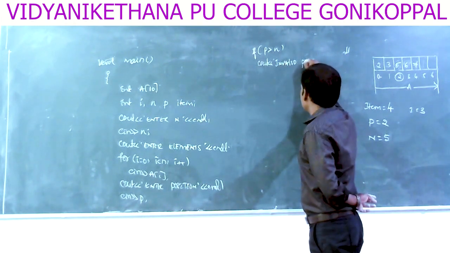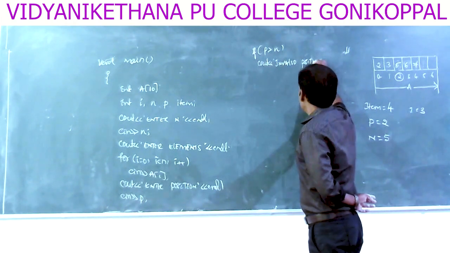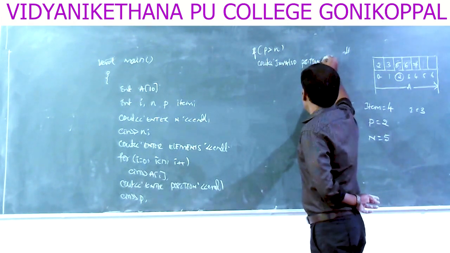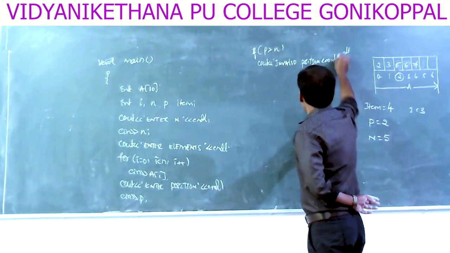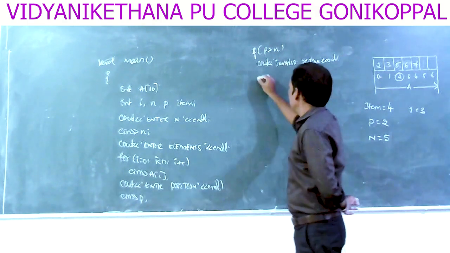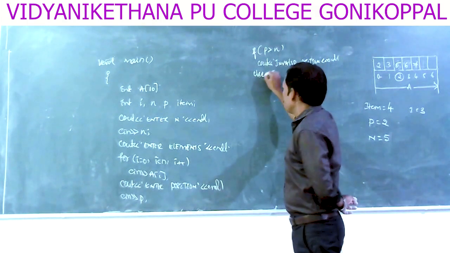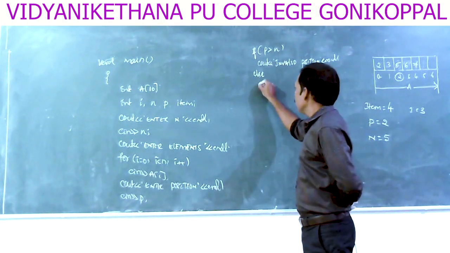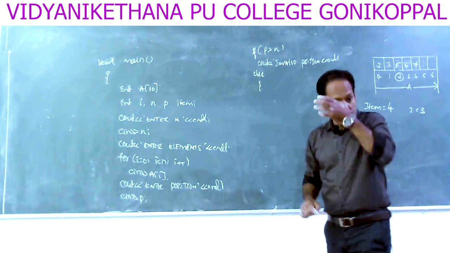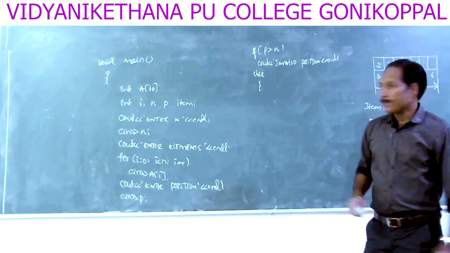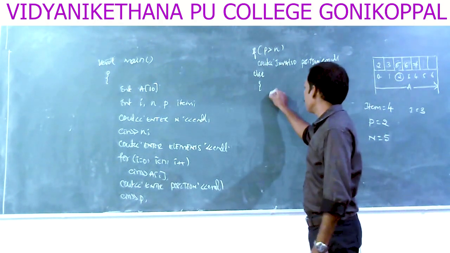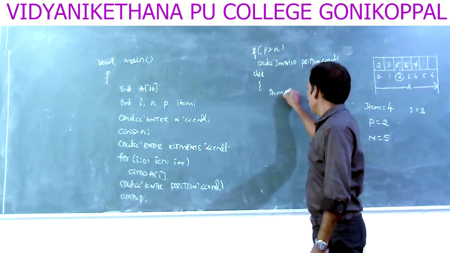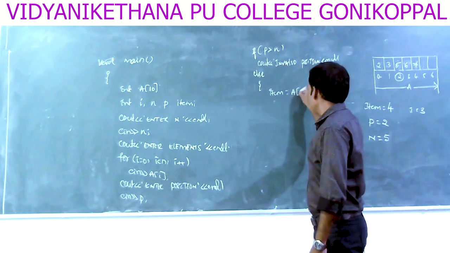Anything you can write, like invalid position. Next, else, so it is a valid position and you can delete. How you delete means follow the procedure. First, the algorithm says, first step, delete the element. Which element? The element at that given position. Copy that: item is equal to a of p.